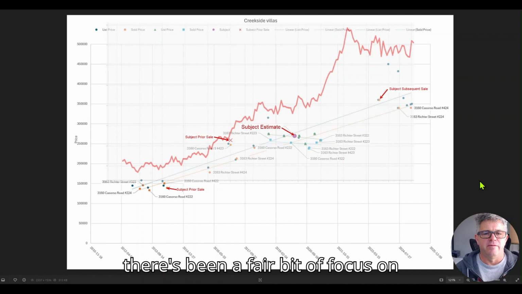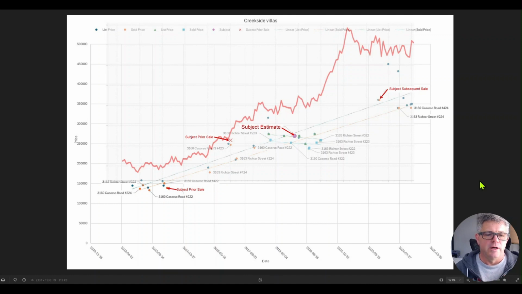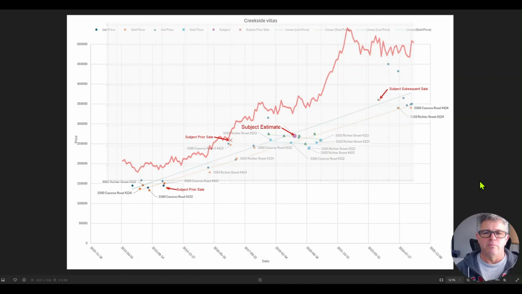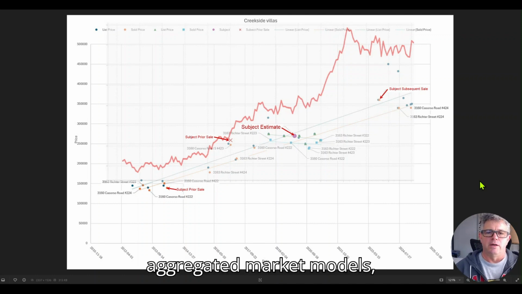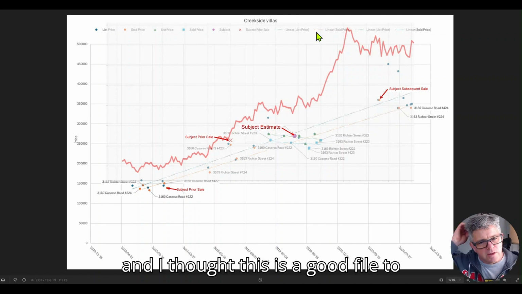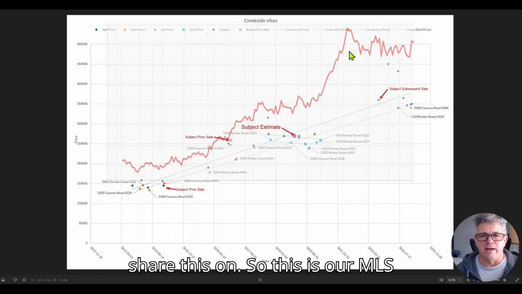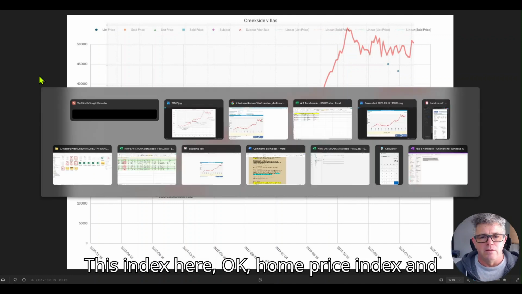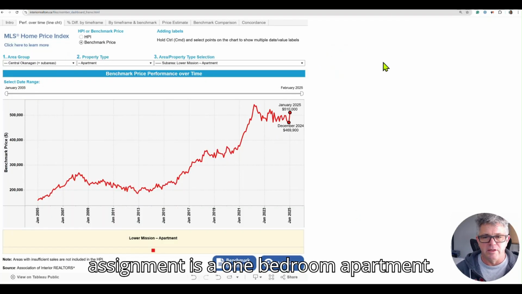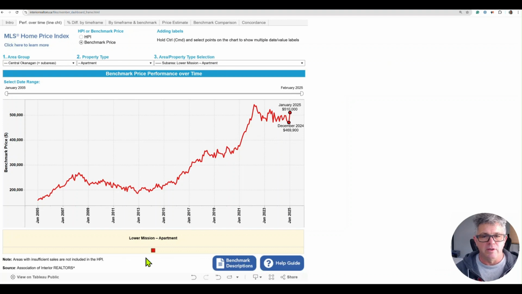There's been a fair bit of focus on using nationally developed or larger aggregated market models, home price indexing. I just thought this was a good file to share this on. So this is our MLS provides this index here. They've got a home price index, and this particular assignment is a one bedroom apartment.